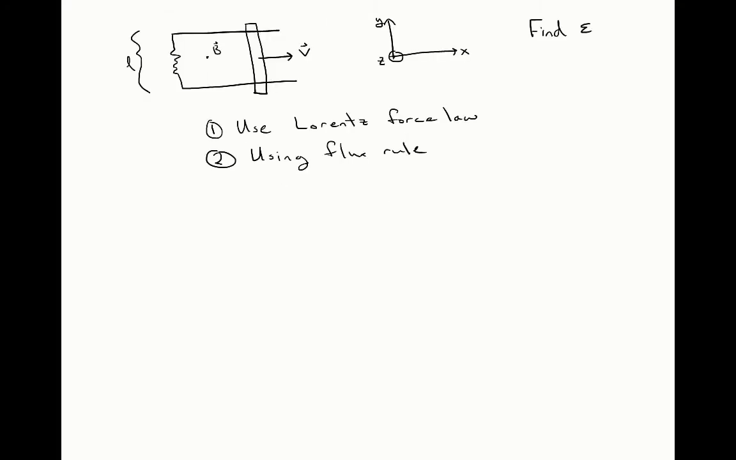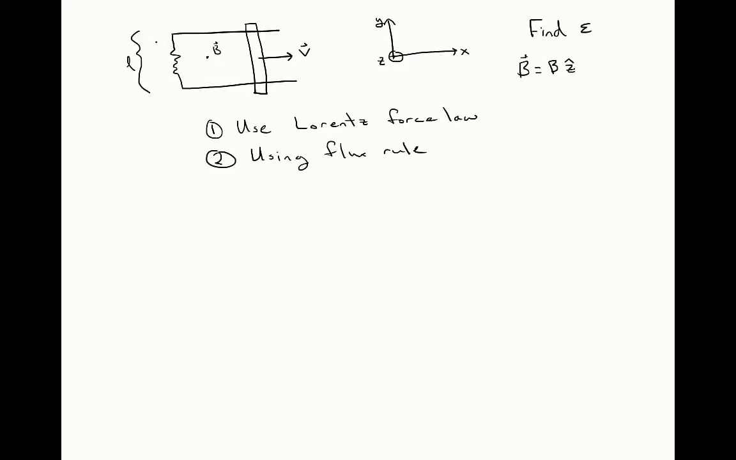So here's the situation we're going to work on. We have this length of wire, and it has a resistor in it. Then we have a metal rod that's in contact with this wire, and it's sliding to the right with speed v. This is all happening in a region where the magnetic field is constant. It's coming out of the page, so B is in the z hat direction.